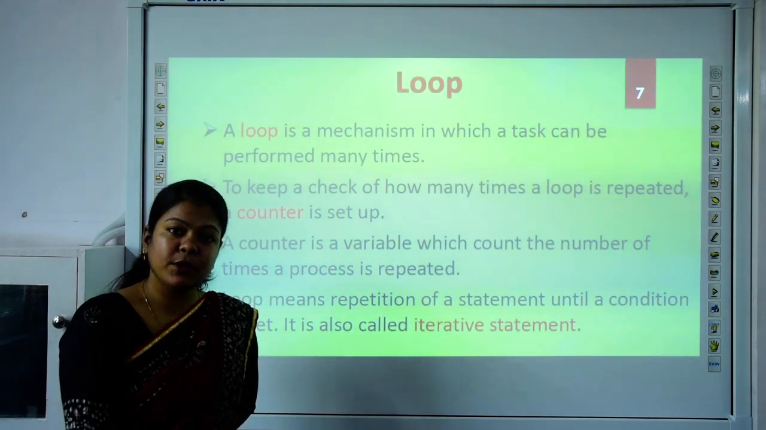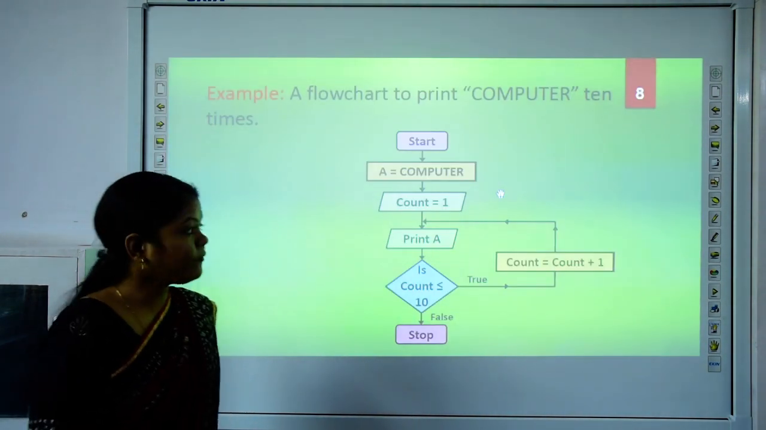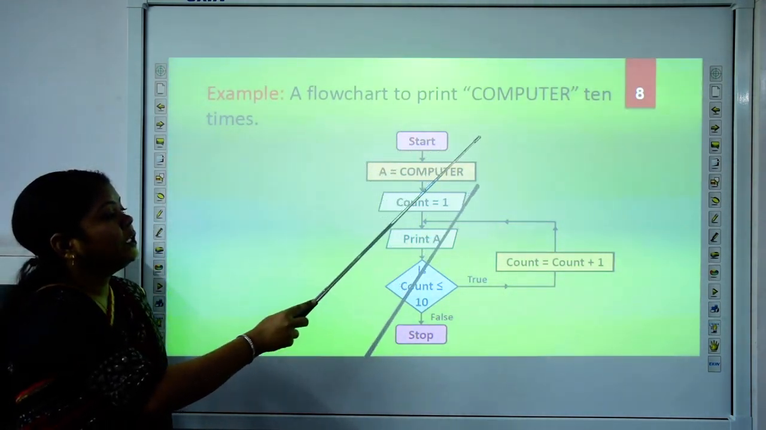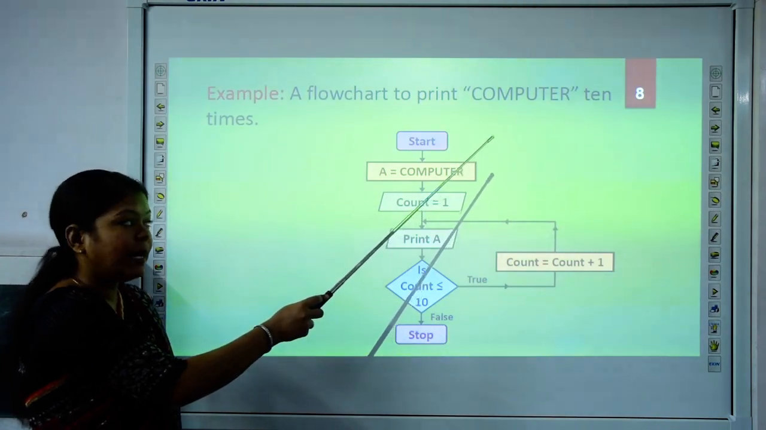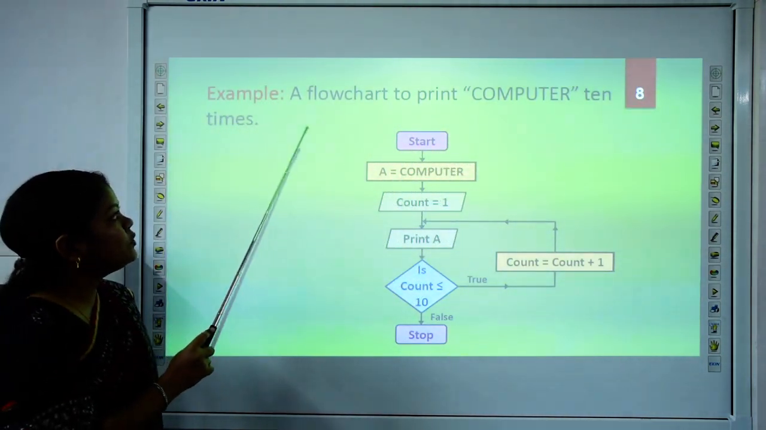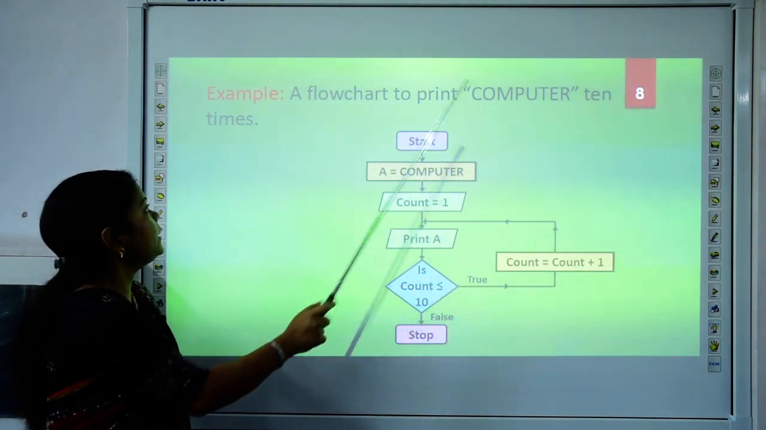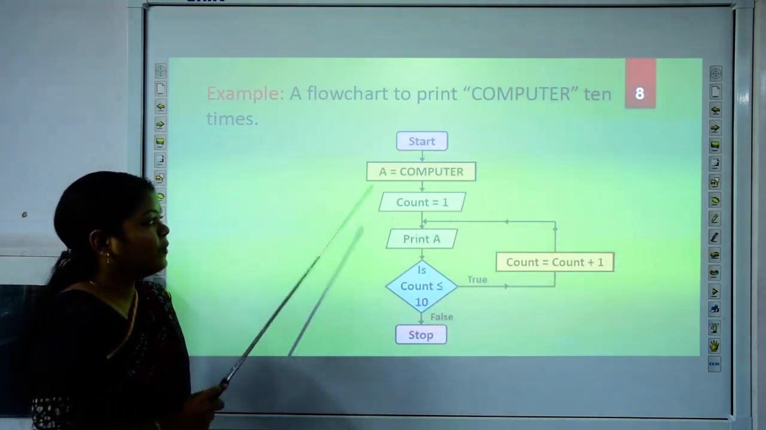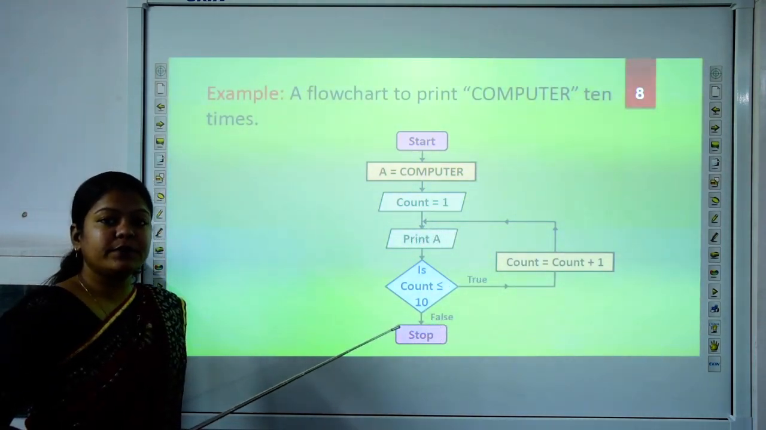Now we will see the example of loop here. See students, this is the example, a flow chart to print computer 10 times. So we have to print this word computer 10 times. We have this flow chart to print the computer word 10 times.